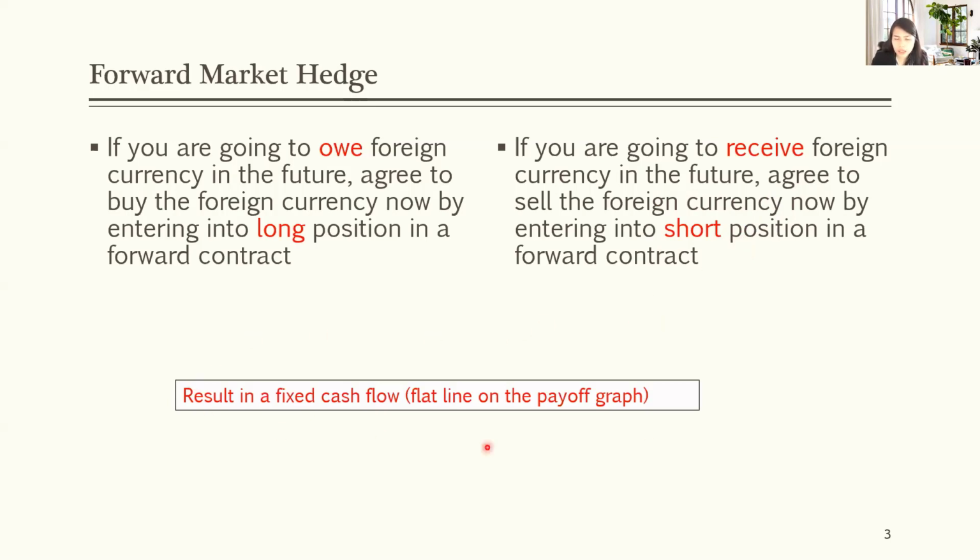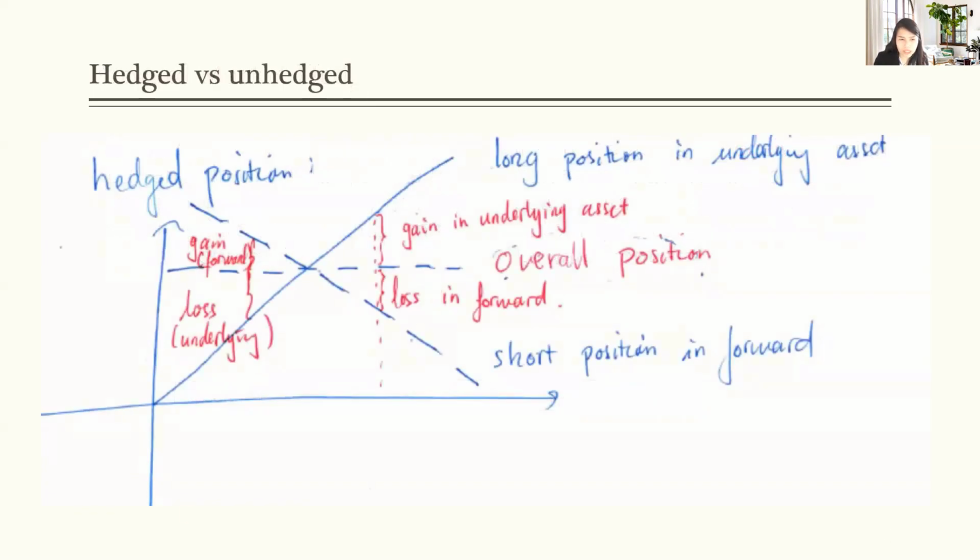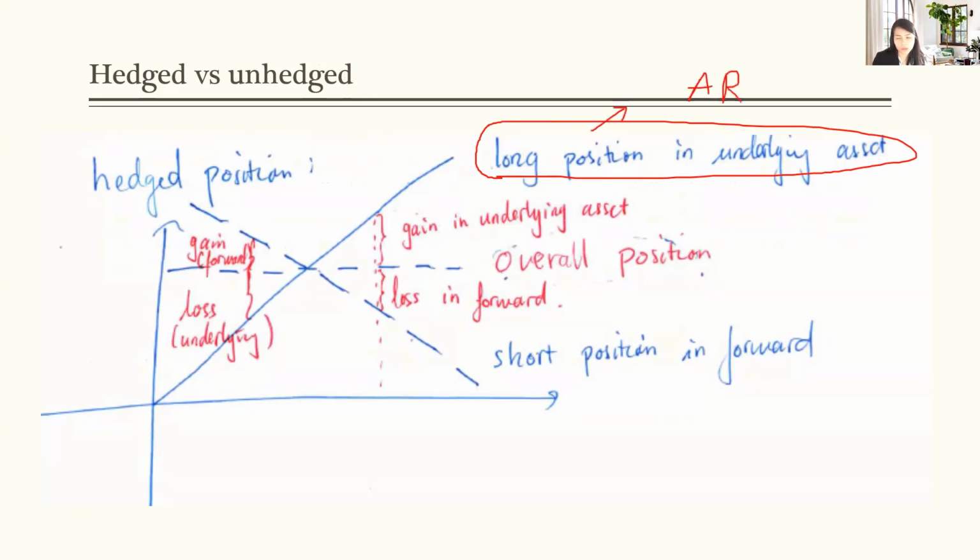One thing to note is that if I choose to hedge my foreign exchange exposure using a forward contract, I basically fix the cash flow, right? In other words, my hedge position will be a flat line. To illustrate why that is the case, suppose I've got a long position in the underlying asset. In this case, I anticipate an account receivable. So in the future, I'm going to receive the money.